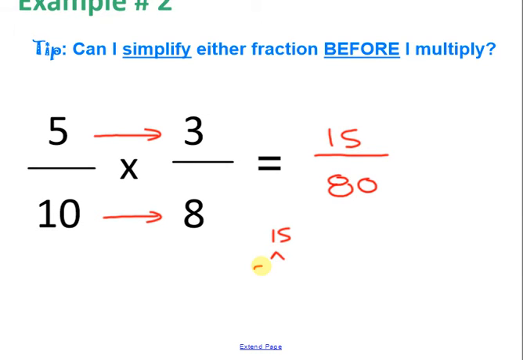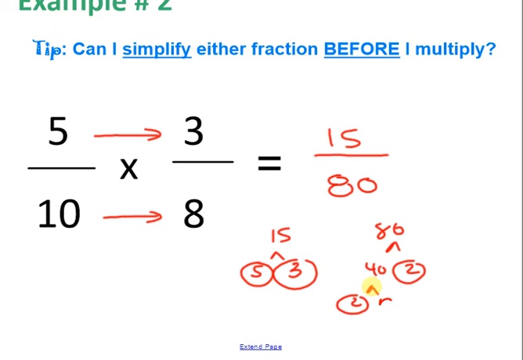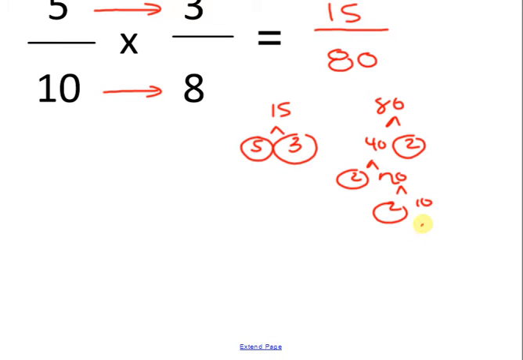So 15 is 5 and 3. 80 is going to be 40 and 2. 2 and 20. 2 and 10, I'm running out of room, and 2 and 5. And it looks like I have a 5 and a 5. So my GCF is going to be 5.